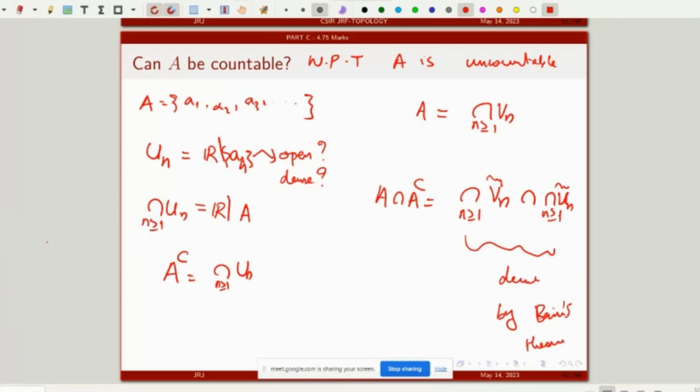But what happens to the left hand side? That is the empty set. That is empty. So we are getting a contradiction here. What is the reason for that contradiction? We assumed that this A is countable. So our assumption was wrong. So A will always be uncountable. Is it fine?